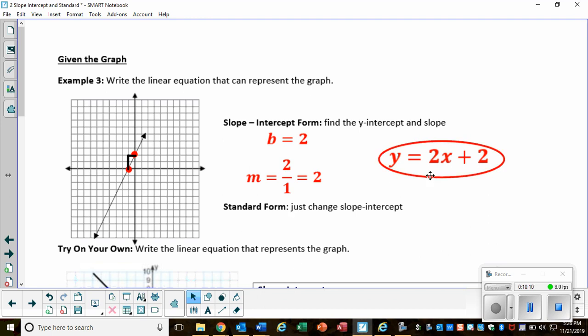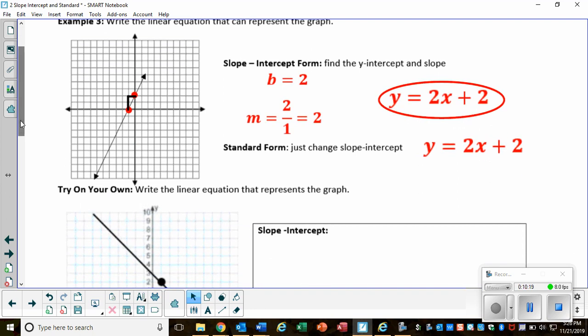For standard form, I'm just going to change it to slope-intercept. So I'm going to use that and change it around. So I have y equals 2x plus 2. I need to move my x to the other side. So I'm going to subtract 2x from both sides. I get negative 2x plus y equals 2.